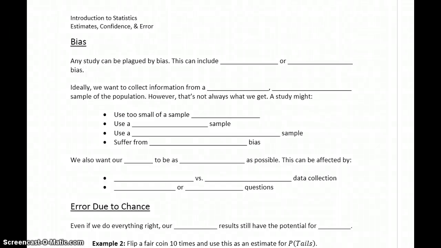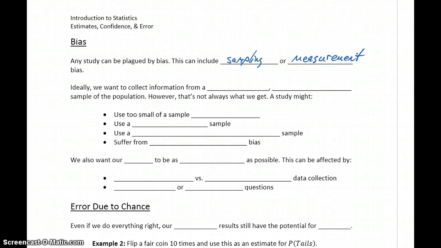Anytime we use sample data to make conclusions about our population, there's the potential for error, like we said. One type of error that can arise in our samples is called bias. And bias can come from either sampling bias or measurement bias.